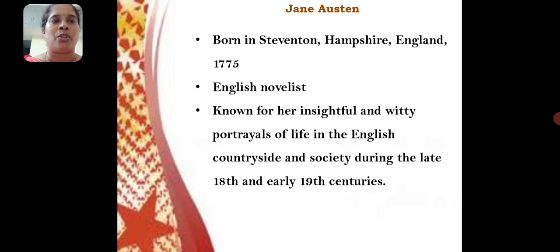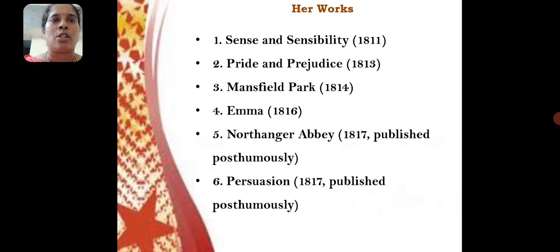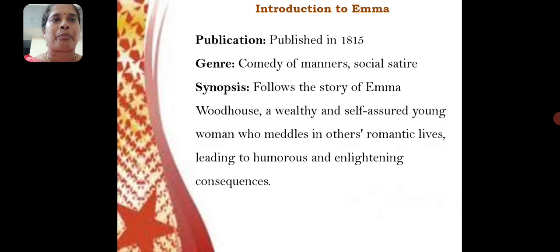early 19th centuries. She has written 6 novels: Sense and Sensibility, published in the year 1811, Pride and Prejudice, 1813, Mansfield Park, 1814, Emma, 1816, Northanger Abbey, 1817, Persuasion, 1817. These 2 novels were published posthumously. About the novel Emma, it is published in the year 1817.